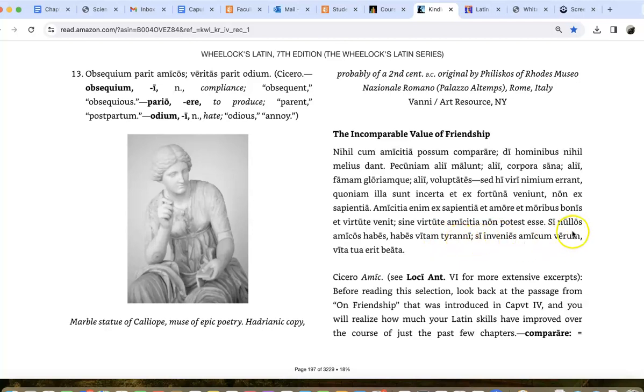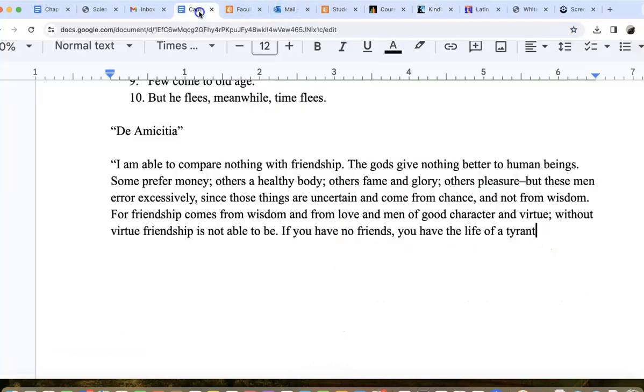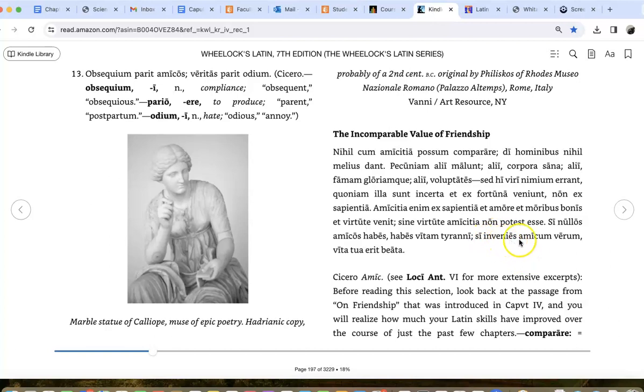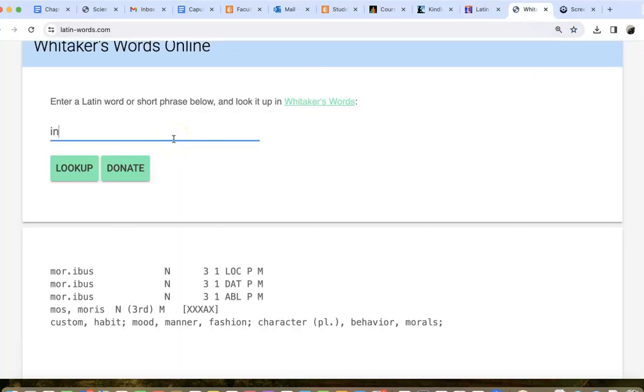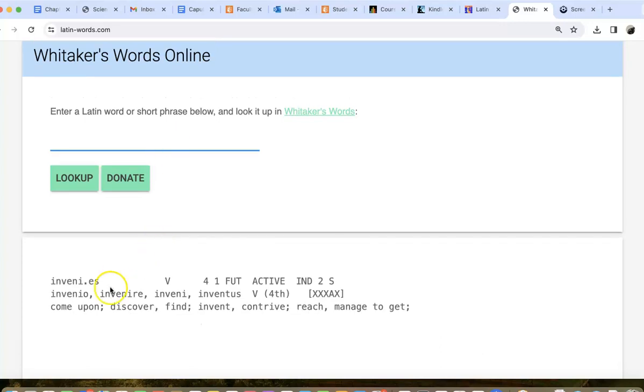If you find a true friend, your life will be happy. What is the punctuation on this? Oh, it's another semicolon. If you find a true friend, your life will be happy. If you find a true friend, si invenies amicum verum. Notice amicum verum is second declension accusative singular. Invenies, again, just to show you there's no substitute for hard work or just doing something.